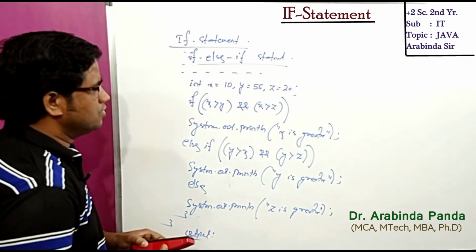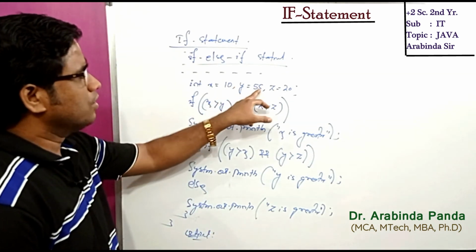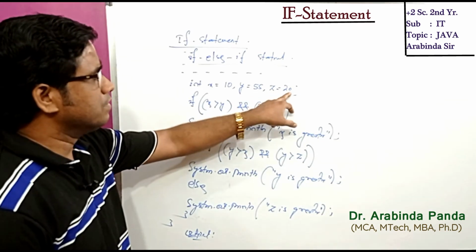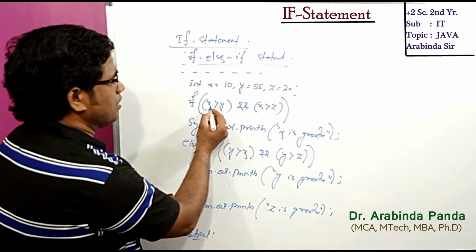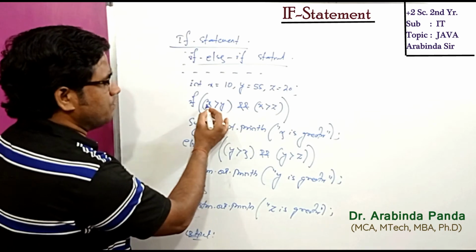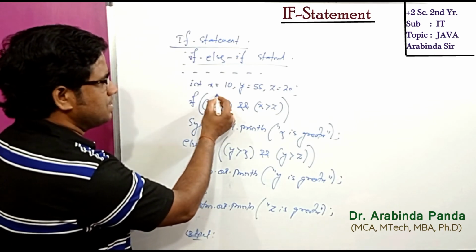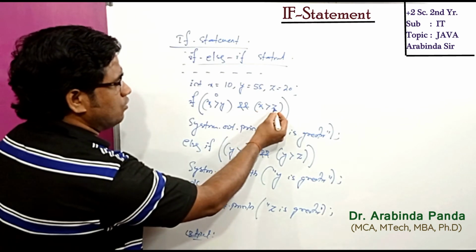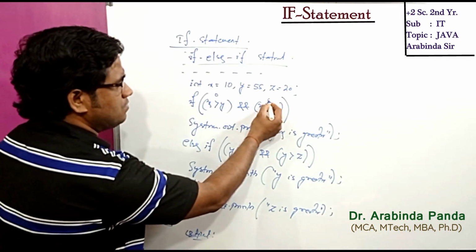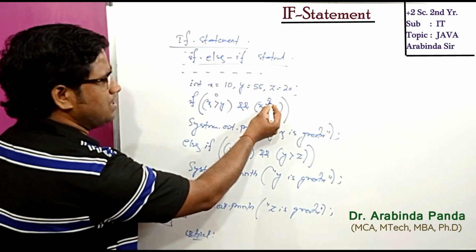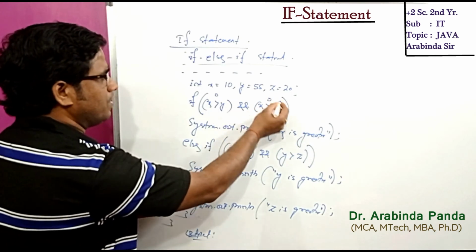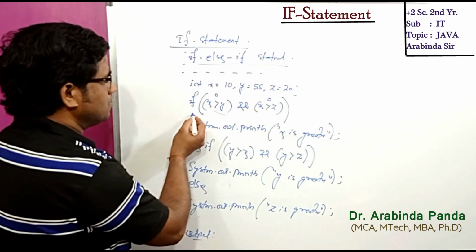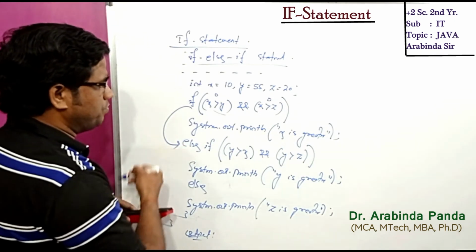Output will be what? Suppose x equal to 10, y equal to 55, z equal to 20. So first it will compare 10 greater than 55, true or false? False. So 0, right? Then 10 greater than 20, true or false? False. 0. So 0 and 0 means what? 0. So the overall condition will be 0. So it will come to the else if part, right?